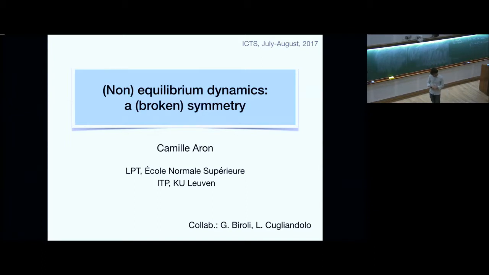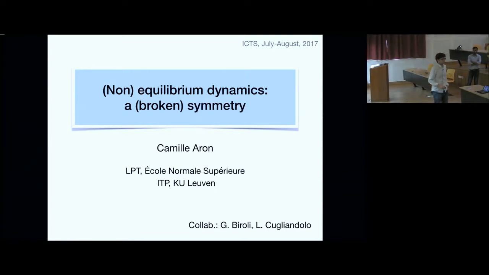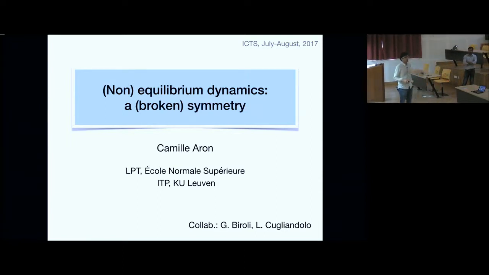So I'm going to talk to you about this work that has been done in collaboration with Giulio Birolli in Saclay and Laetitia Culiandolo in Jussieu. It's a rather technical subject based on Keldysh formalism, but don't worry, I know that Keldysh might not be your daily treat, so I will present to you the few concepts that basically pave the road towards this result.